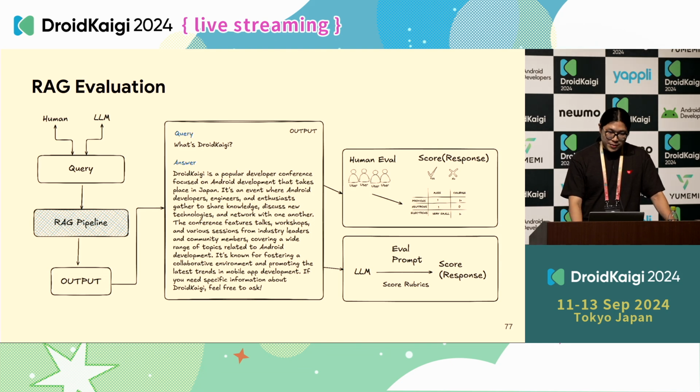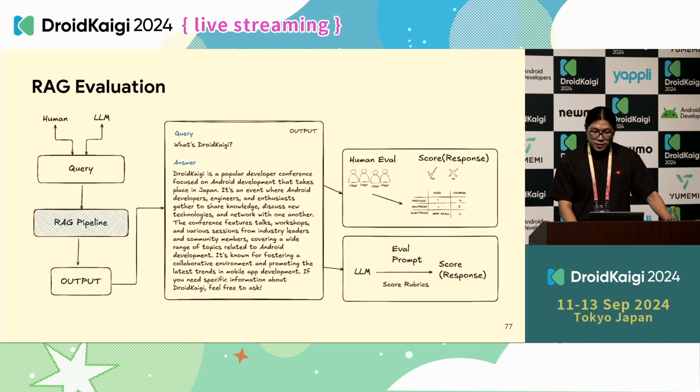Here is a diagram that explains how to evaluate RAG results. What's really important here is whether a person or an LLM is doing the evaluation. We need to create assessment criteria and standards for the evaluation.